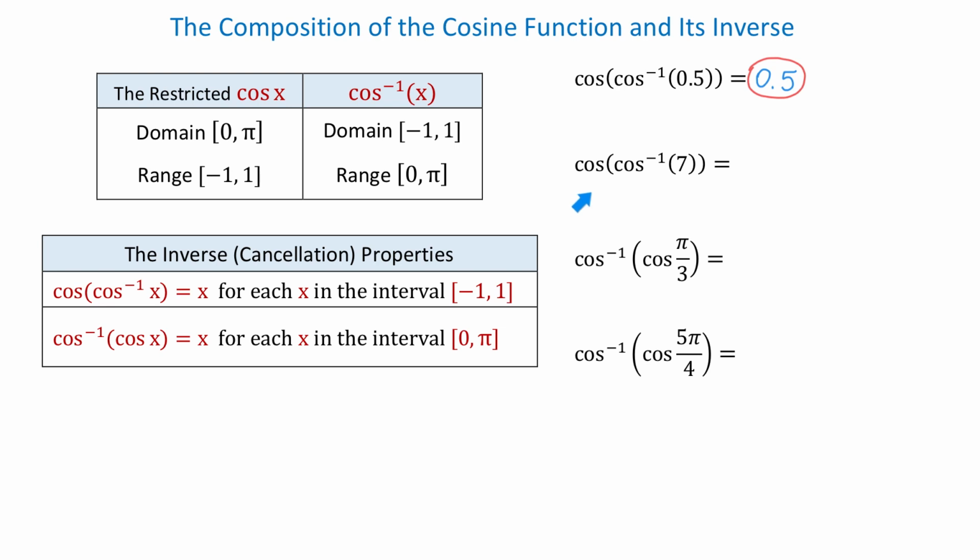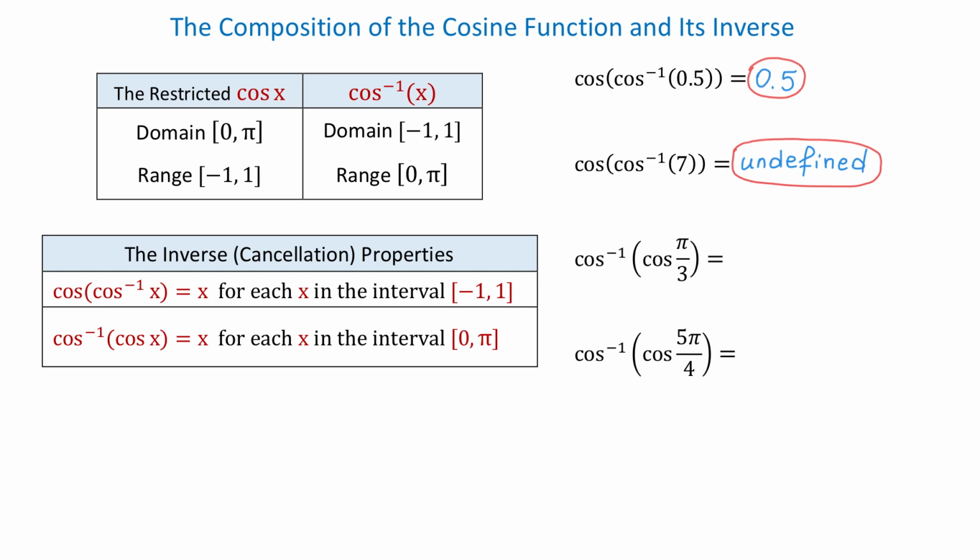In the second expression, we have cosine of inverse cosine of 7. Number 7 is not in this interval, and inverse cosine of 7 is undefined. Therefore, the whole expression is undefined.